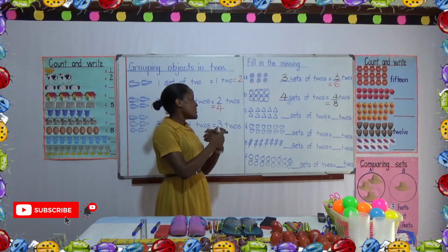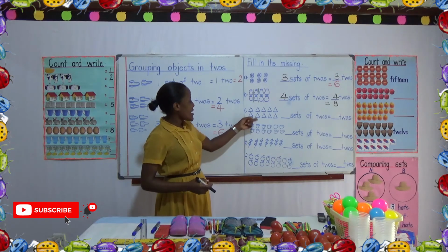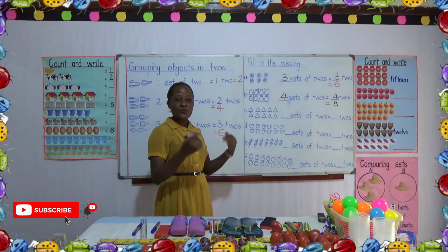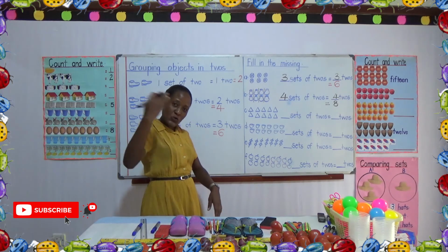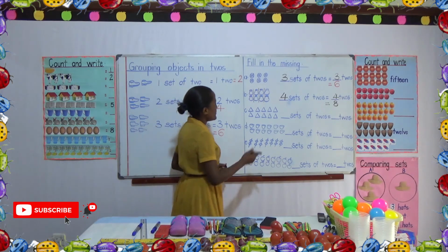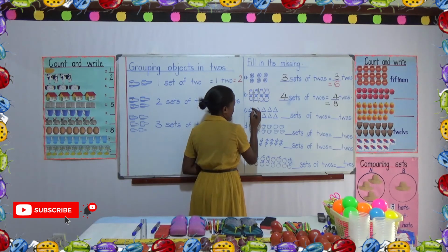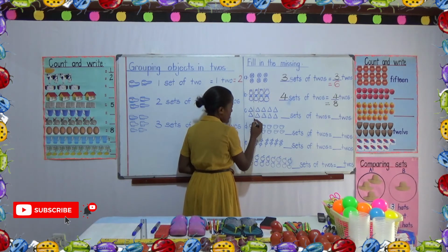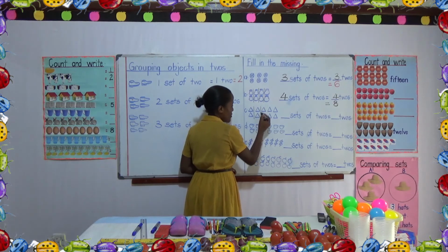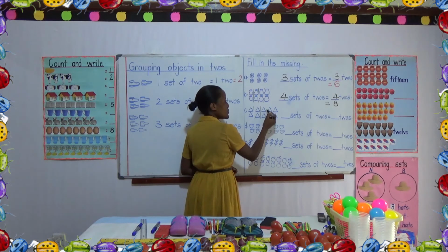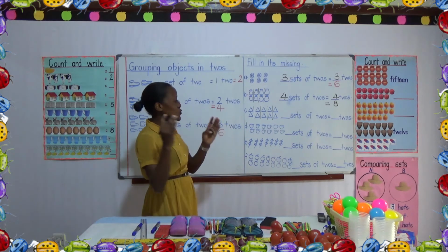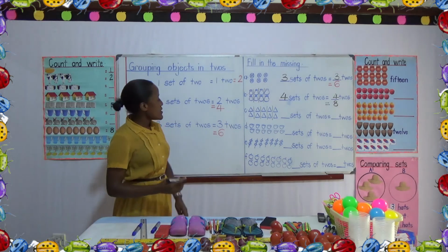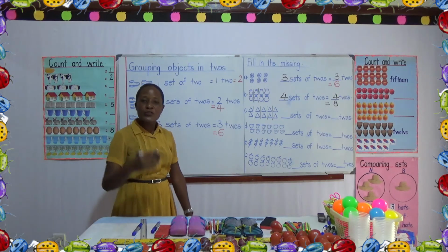Now, let's find out the next. How many twos were they? We are going to count two objects and separate 2, 2, 2, okay? These are 1, 2, I separate them. Another 1, 2, I separate them. Another 1, 2, I separate 2, 2 triangles. Now let's count. How many twos do we have?